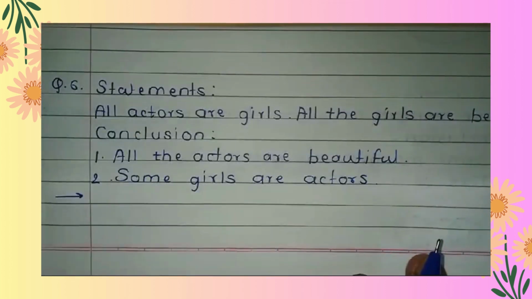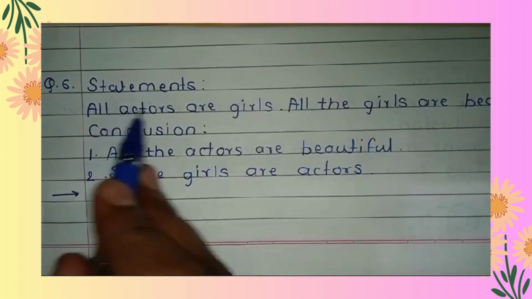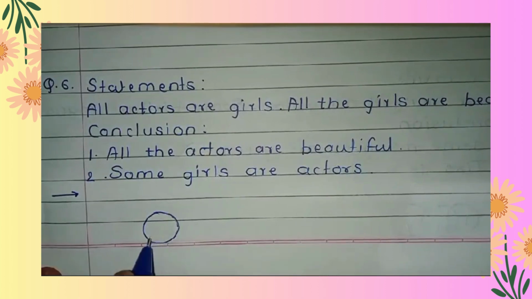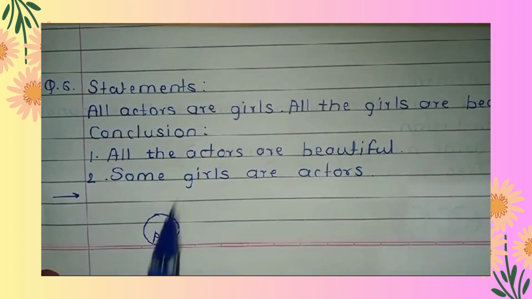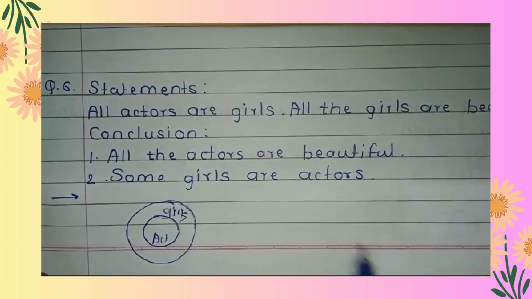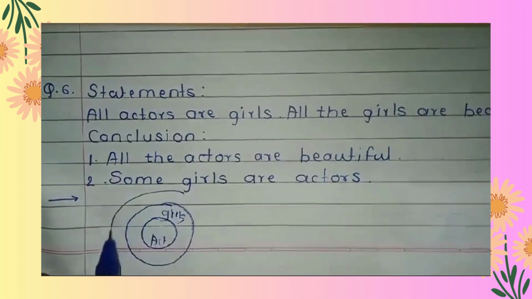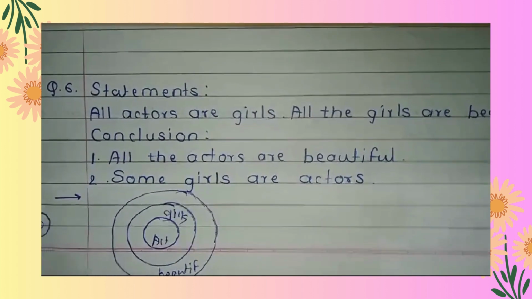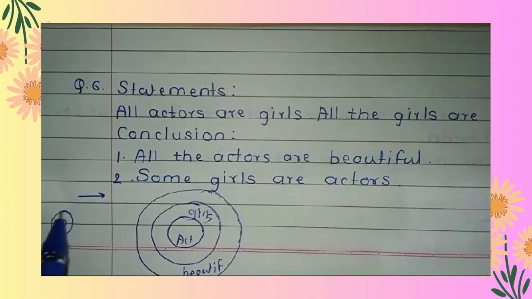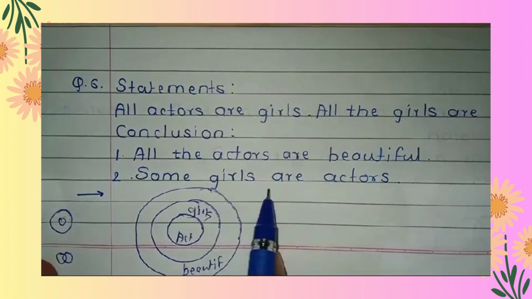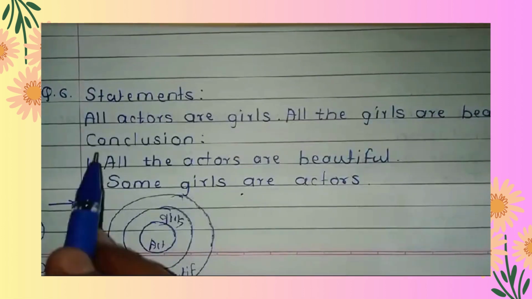Then let's see the sixth question. All actors are girls. First draw the actor circle, right? Then all actors are girls. Then all the girls are beautiful. In this way we represent "all", and in this way we can represent the "some" relation. Now we have to find which conclusion follows.